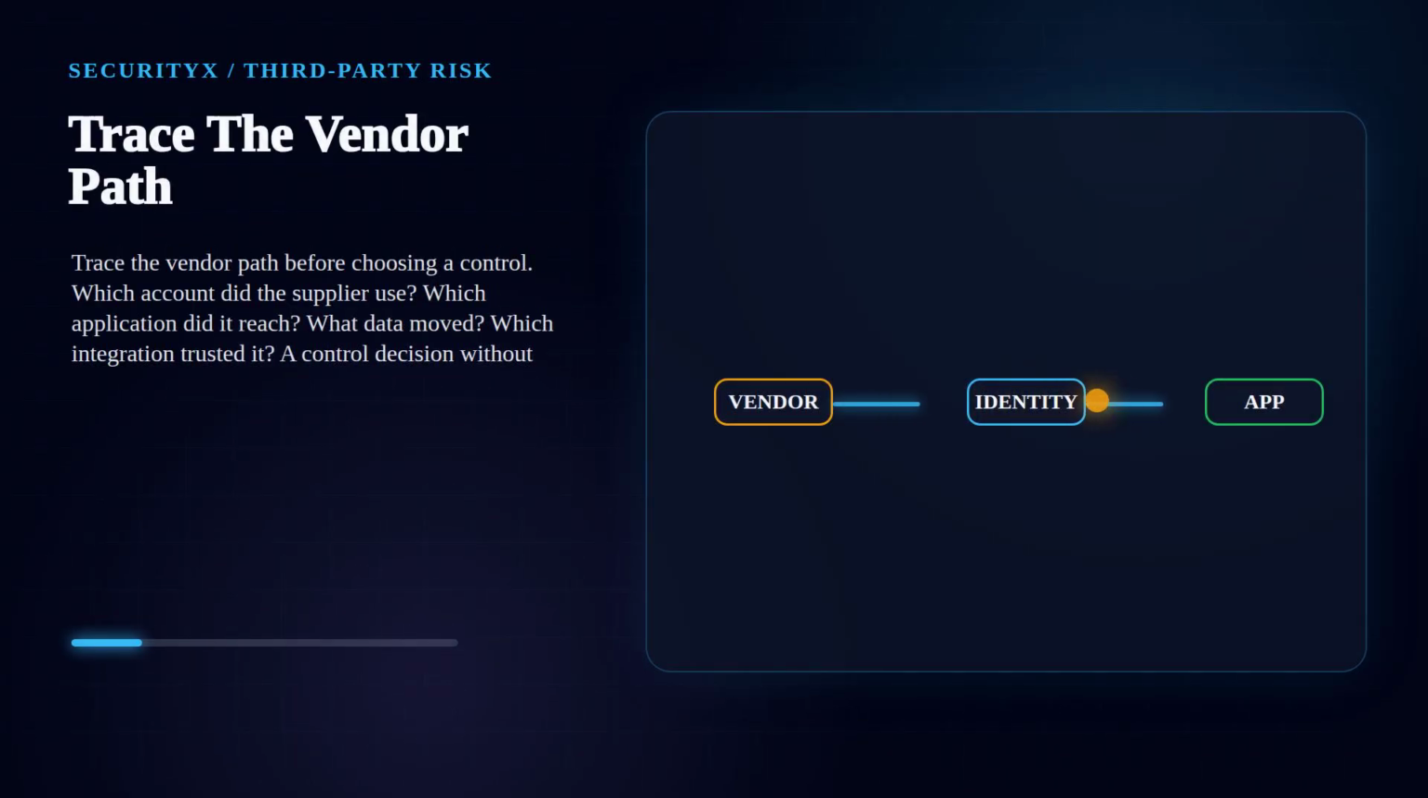Trace the vendor path before choosing a control. Which account did the supplier use? Which application did it reach? What data moved? Which integration trusted it? A control decision without the access path is just a guess.